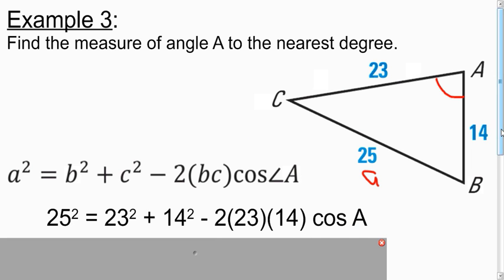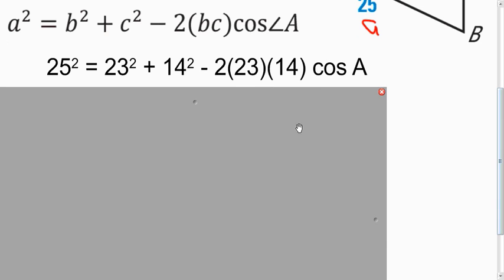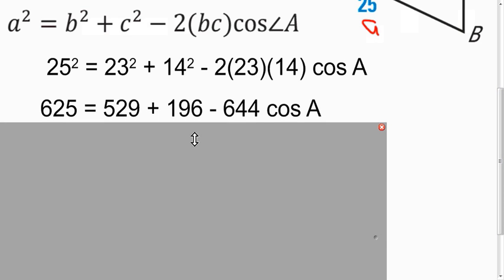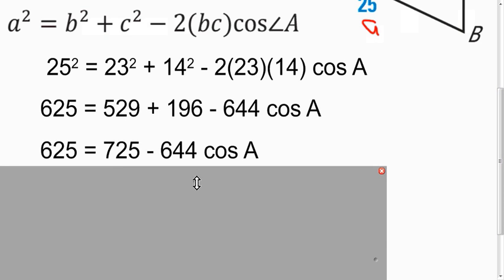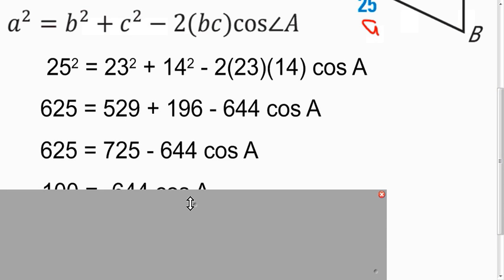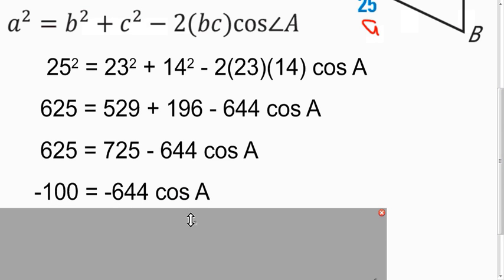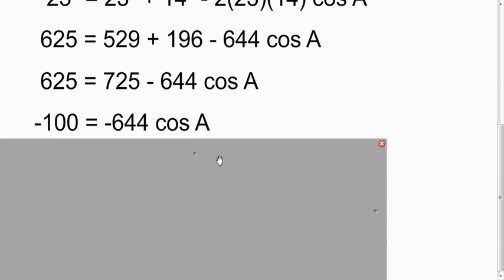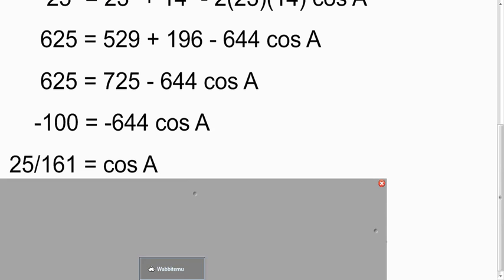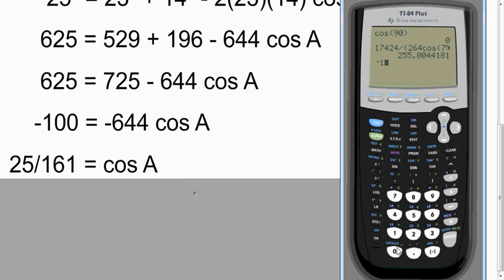Now, we want to solve for A. So we got to move all these numbers to the other side of the equation. So I like to simplify it step by step. And at this point, we want to subtract that 725 from both sides. I want to divide by that negative 644. And you simplify your fraction, and that's what you get. So negative 100 divided by negative 644. Oops. Sorry about that. Gives us this number. Math, convert to fraction. There we go.